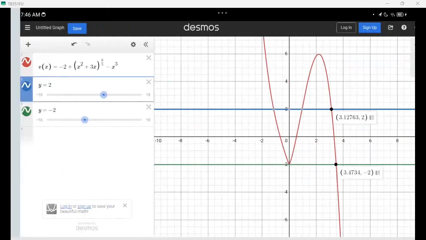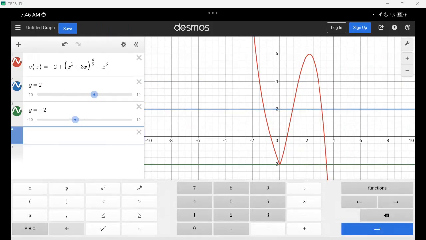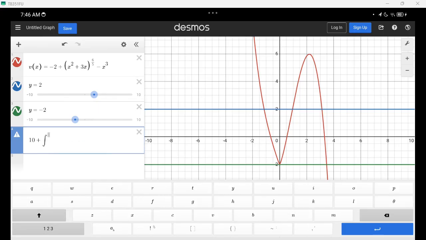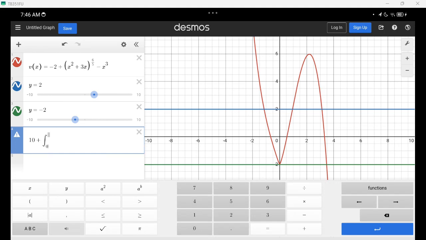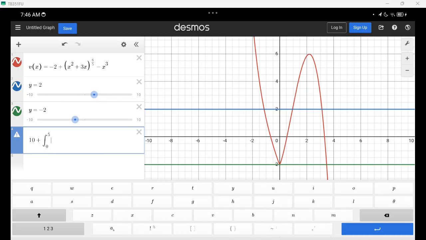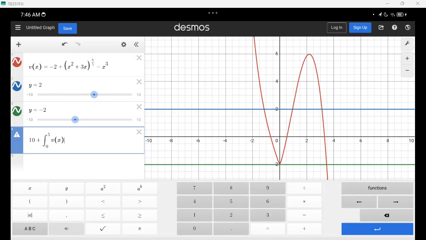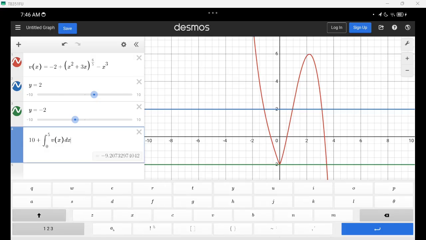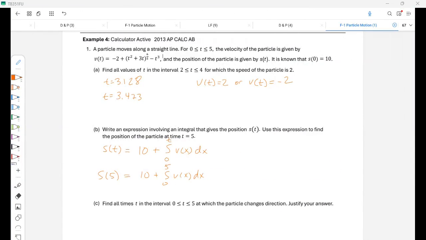All right, so we need to do 10 plus int, int gets us the integral. We want to go from 0 to 5 of v of x dx. So the position is negative 9.207. Keep pressing the wrong one.